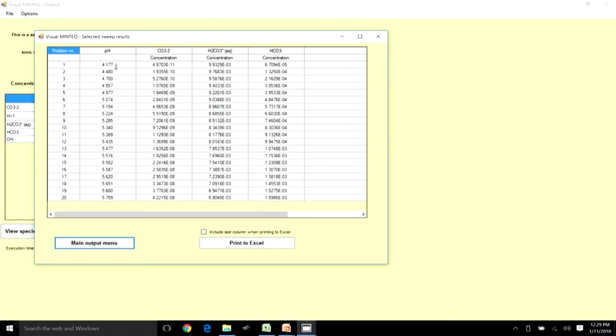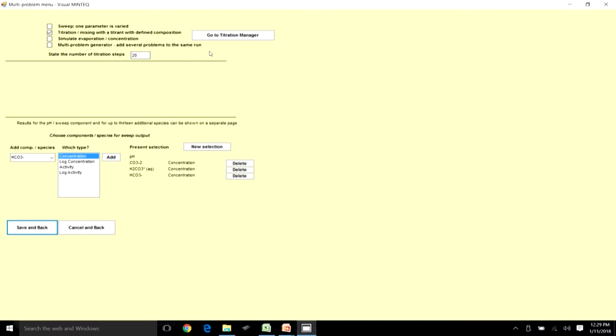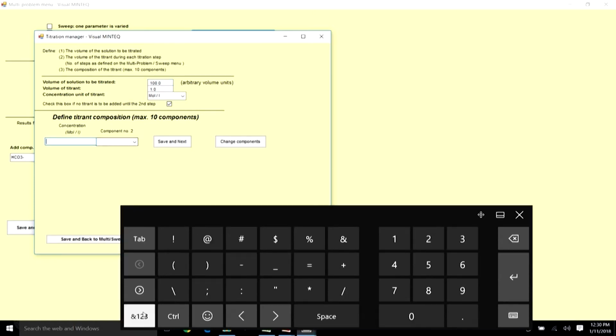So now we have a greater variation. Now the pH is from 4.1 to 5.7, right. But I want to capture the change with respect to the pKa, which is 6.3. So I am going to again increase the concentration of my base here. Let us see, back to input menu and titration manager. So instead of 0.01, let me take 10 times that, and here the value is minus 0.1, yes.